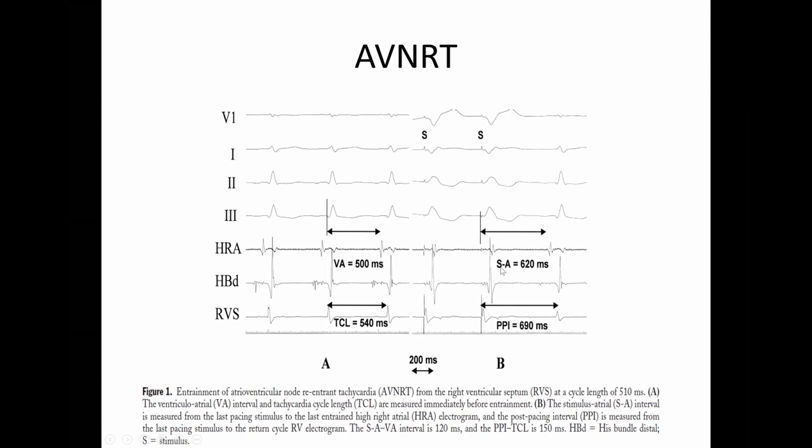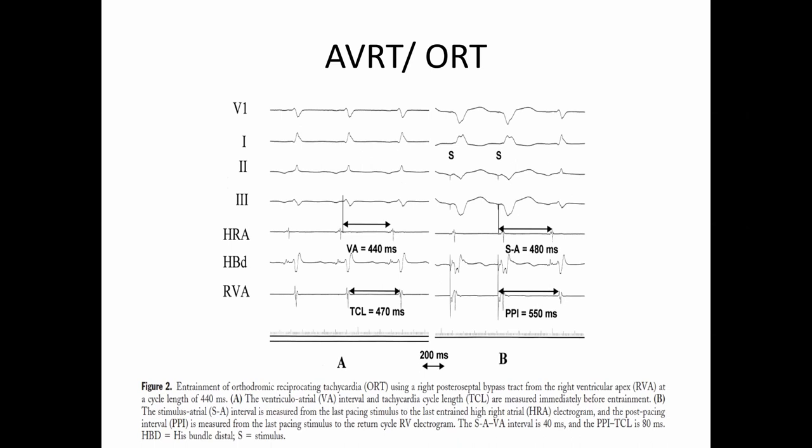The other thing that we look at is the stimulus to the A after pacing, which is 620 milliseconds, minus the VA time in tachycardia of 500, is 120, which is also long. Whereas in AV reentrant tachycardia, so Wolff-Parkinson-White orthodromic reentrant tachycardia, with a tachycardia cycle length of 470, when we entrain this we've got a post-pacing interval of 550 minus the 470 gives you a PPI minus TCL of 80, which is short. And looking at the stim-A 480 minus the VA of tachycardia 440 is 40, which is also short.